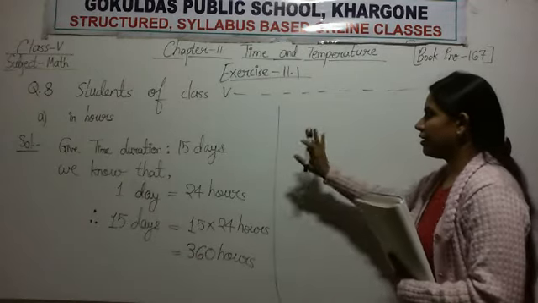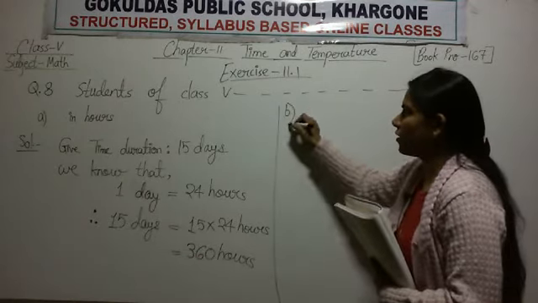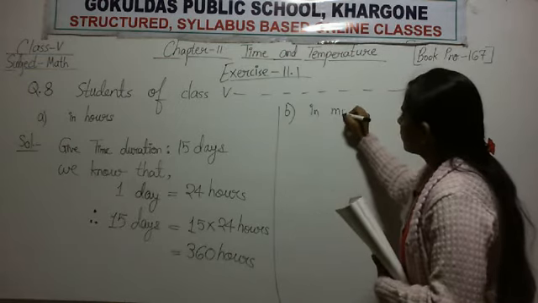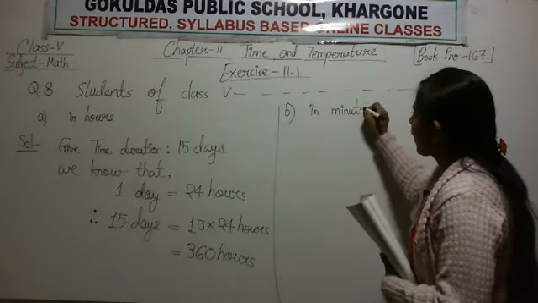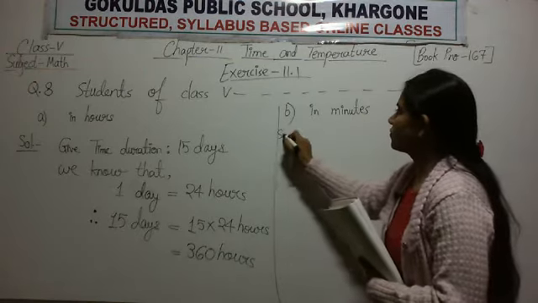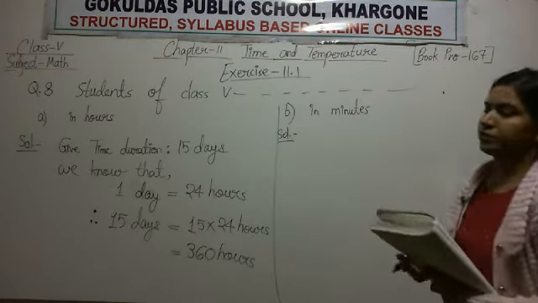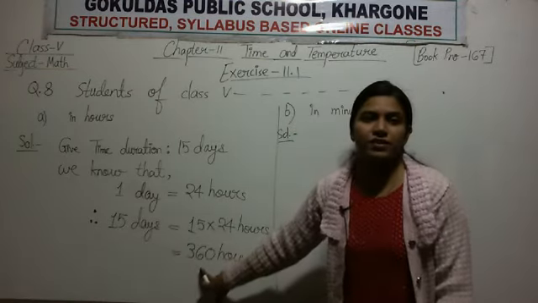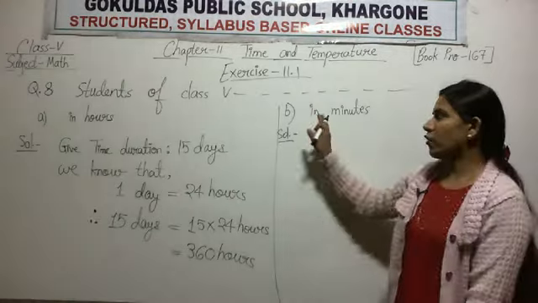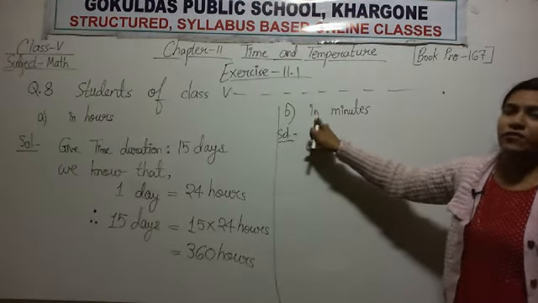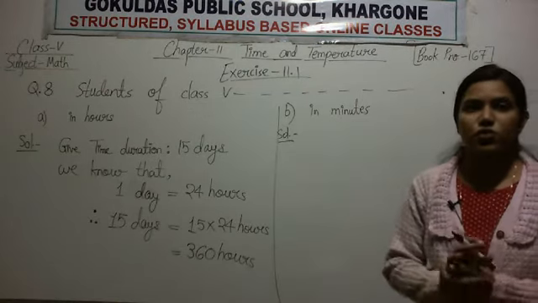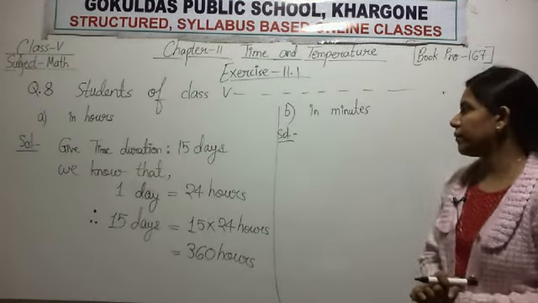Now I am partitioning the board. I am solving part B here. Days is equal to 360 hours, right? Now what is our task? Our task is to convert the 15 days into minutes.